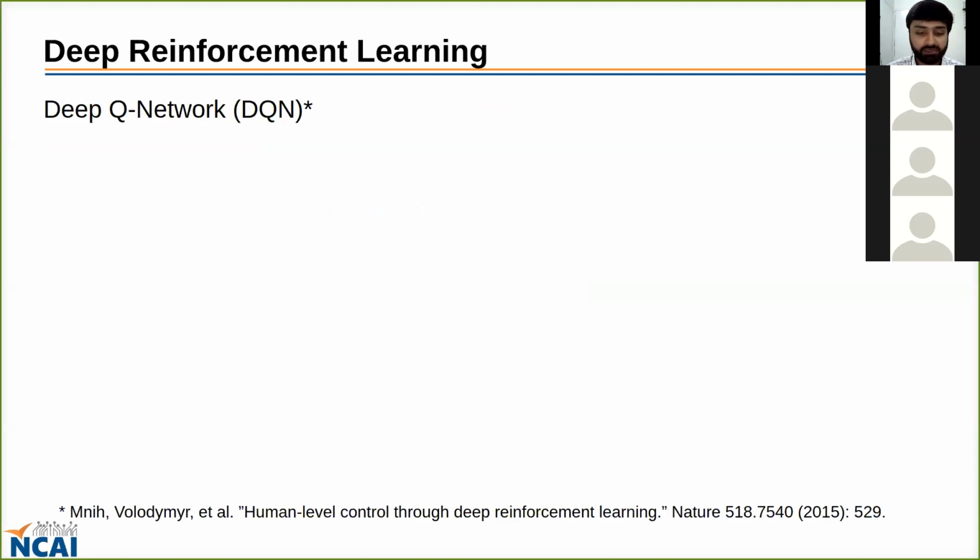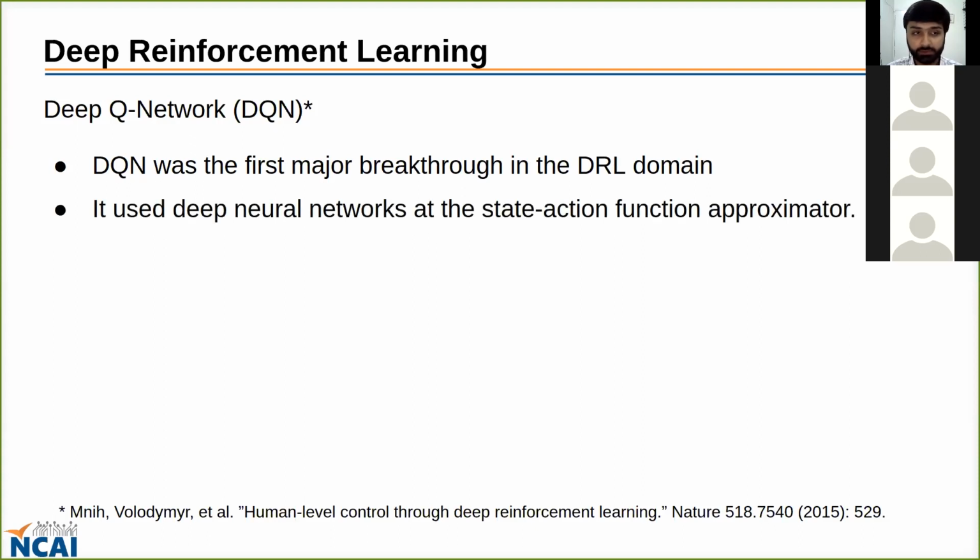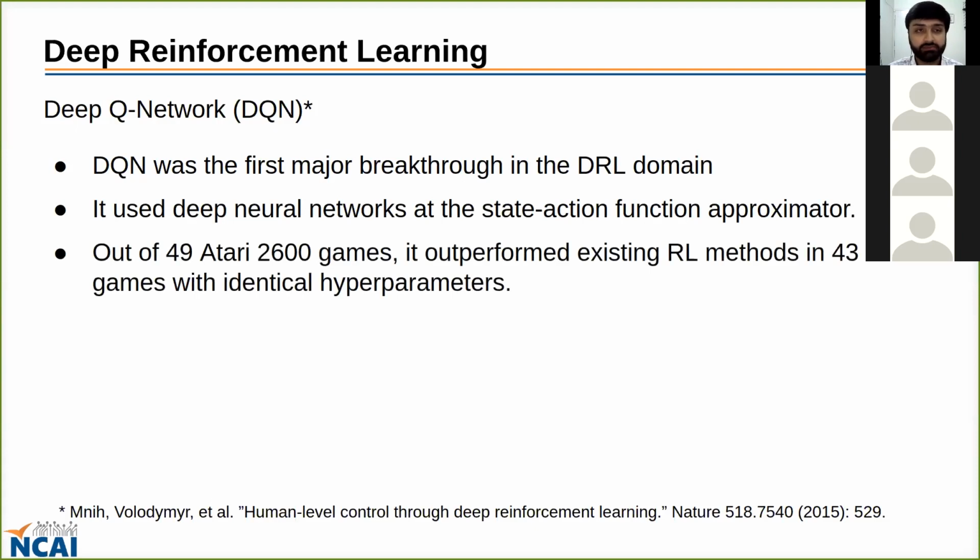The seminal paper of deep Q-learning, which handled all the application-related limitations, is the Deep Q-Network paper by Volodymyr Mnih in 2015. And the demonstration I talked about a bit earlier, when those superhuman level results were shown to you. DQN was the first major breakthrough in the deep RL domain which was visible to people, and it is one of the highest cited papers in deep reinforcement learning. It used deep neural networks as the state action function approximator or the Q function approximator, not Q values, the entire Q function. Out of 49 Atari games on which it was tested, it outperformed existing RL methods in 43 games with identical hyperparameters, which was a feat in itself.